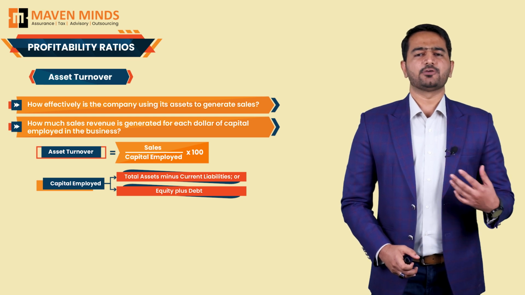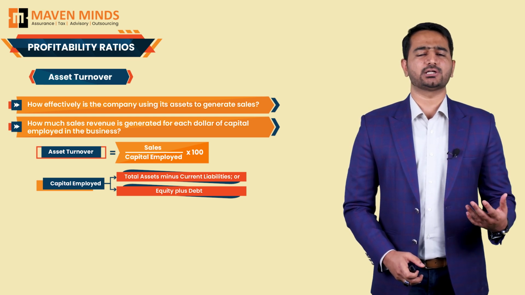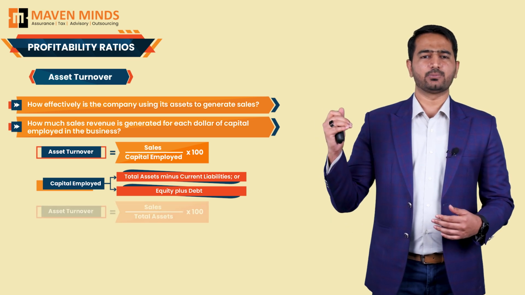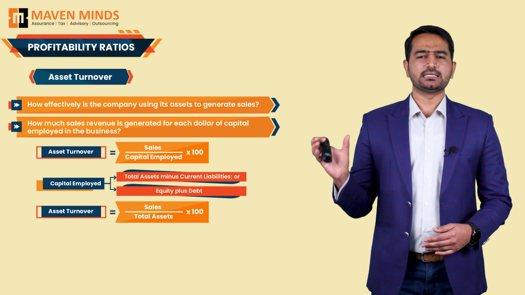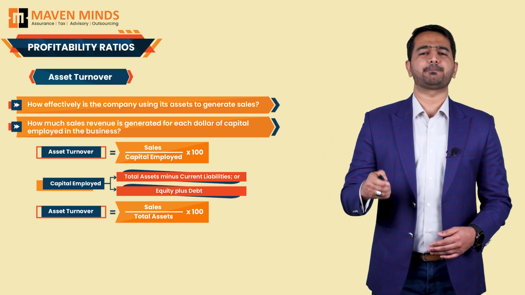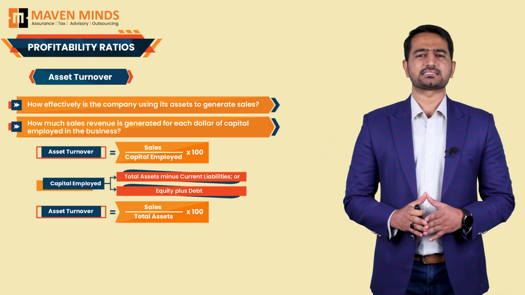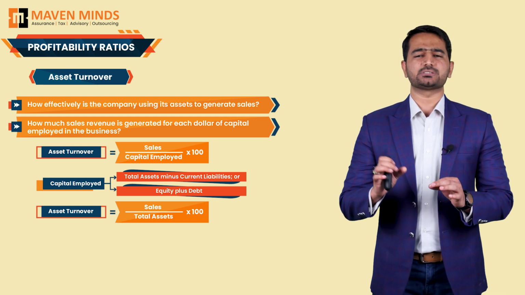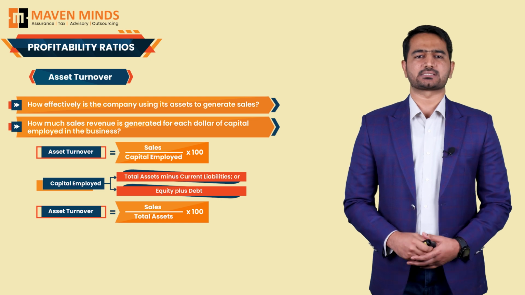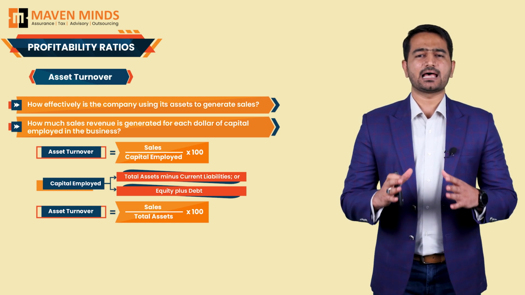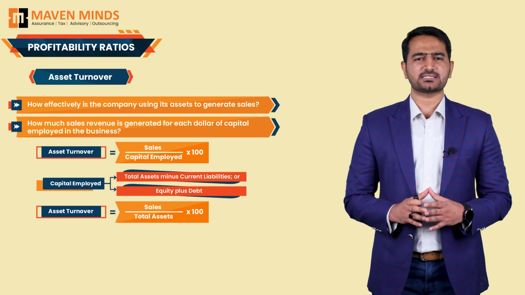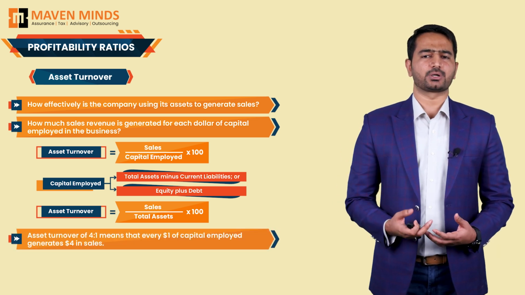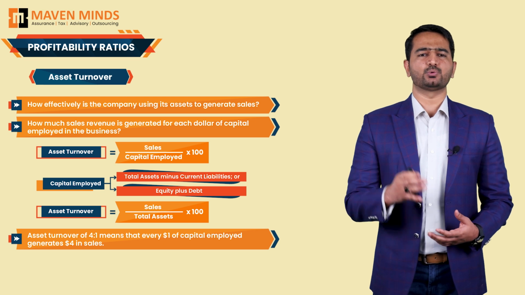For example, if your examiner says to calculate asset turnover based on total assets, you take sales and divide them by total assets. These are presumed to be equal to the capital employed. This means that whenever you calculate asset turnover, always check whether you are using capital employed or total assets. My friends, asset turnover ratio is typically expressed as a multiple. For example, if your calculation gives 4, it is written as 4:1.